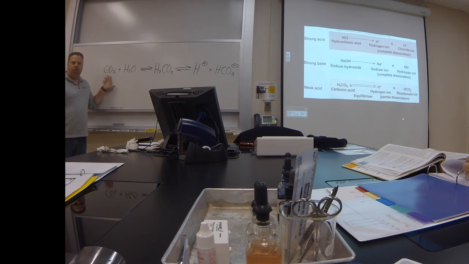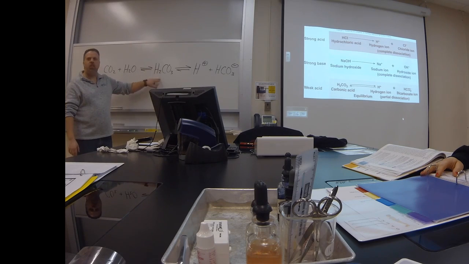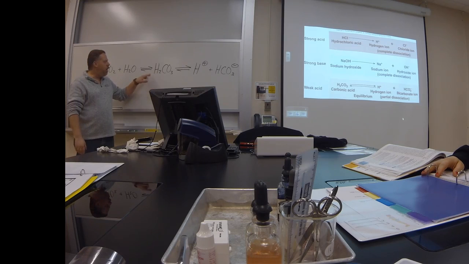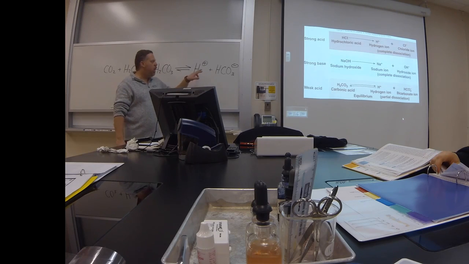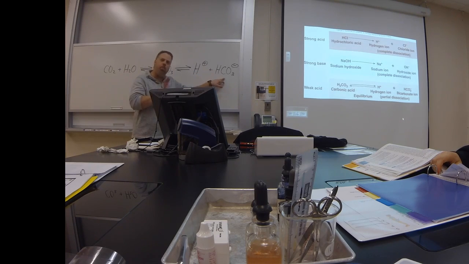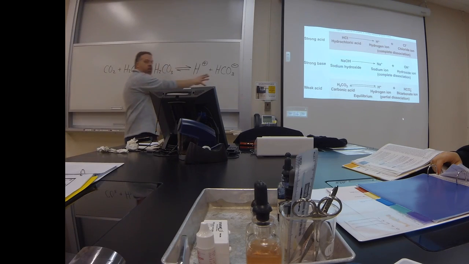Carbon dioxide, when mixed with water, is going to create an acid, a weak acid, called carbonic acid. Okay? But this doesn't like to stay in this position. It's an intermediate. It immediately dissociates into hydrogen ions and what are called bicarbonate ions. I'm going to abbreviate by saying bicarb.